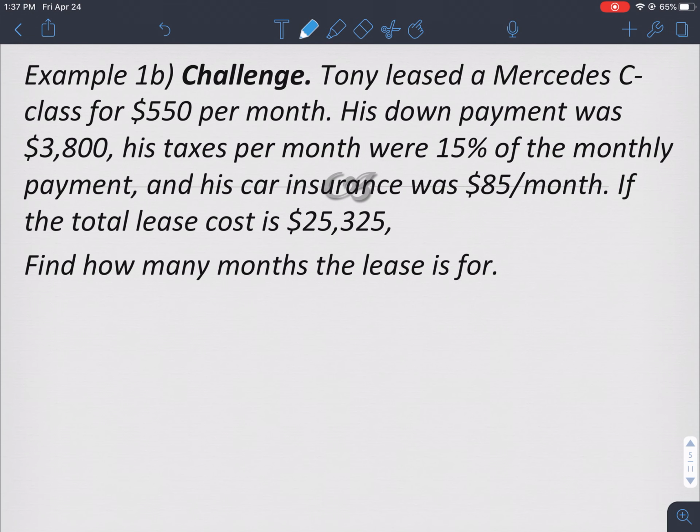Next one. Tony leased a Mercedes C-Class for $550 per month. His down payment was $3,800. His taxes were 15% of the monthly payment. I'm going to use that estimate. His car insurance was $85 a month. If the total cost was $25,325, find the number of months. This is a challenge problem because we're going to work backwards.